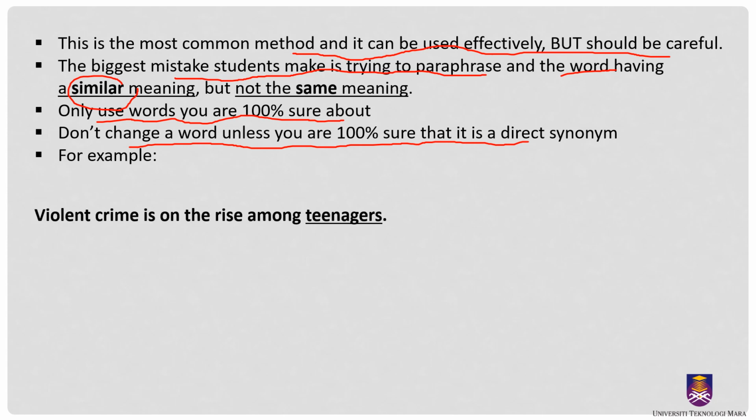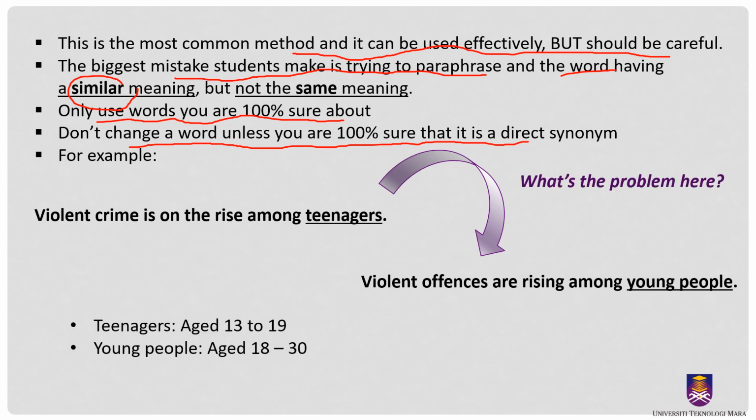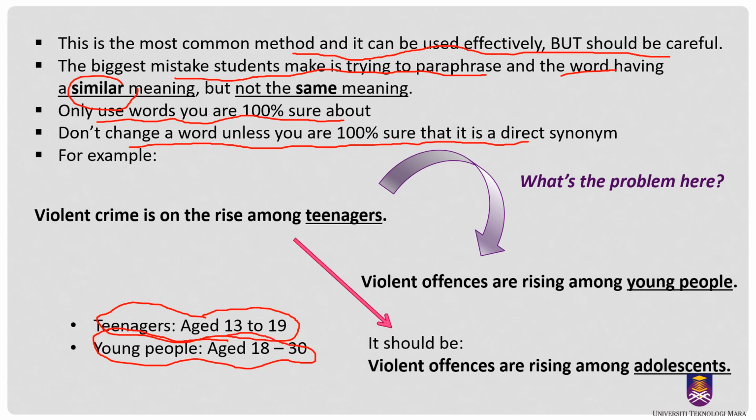For example, violent crime is on the rise among teenagers, and you change to violent offenses are rising among young people. So what is the problem here? Okay, so you need to know for teenagers, the age is supposed to be around 13 to 19 years old. And for young people, the age should be around 18 to 30 years old. So the correct paraphrasing is, violent offenses are rising among adolescents.